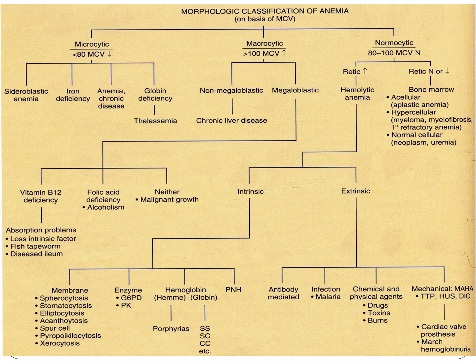Under increase, ibig sabihin pag tumataas ang reticulocyte, meron pong lysis na nangyayari, and the source would be either intrinsic or extrinsic. For reticulocyte that would be normal or decreased, maaaring aplastic anemia, maaaring hypercellular or myeloma, myelofibrosis. So these are the topics to be discussed in the first part of the anemia.